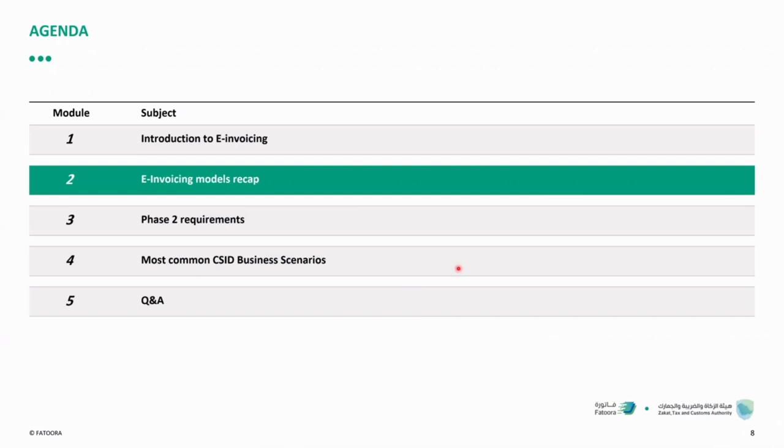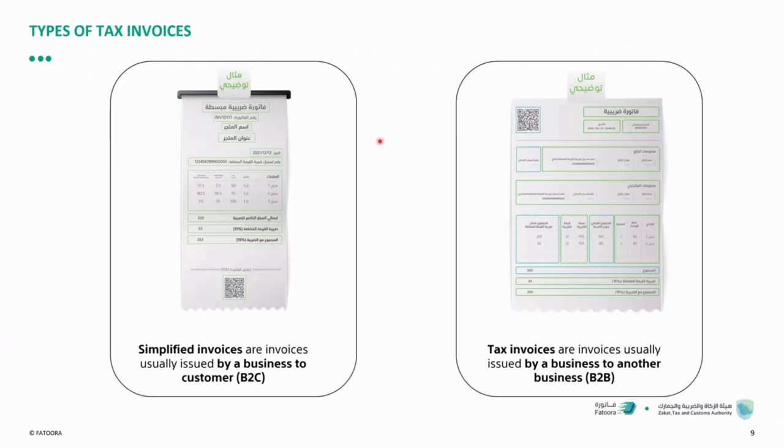Now, moving forward to the models, as we mentioned, we have 2 major models. We have the simplified invoices, and we have here a sample invoice, how it will look. Now, the simplified invoices are generally targeted toward B2C, or business to consumers or to customers, while we have the regular tax or the standard tax invoices, which are generally targeted between business to business or B2B.